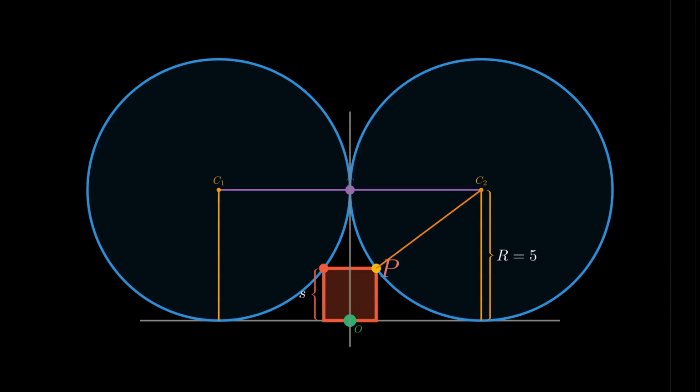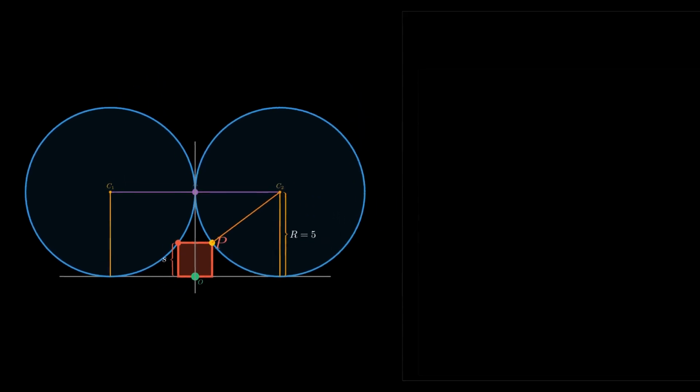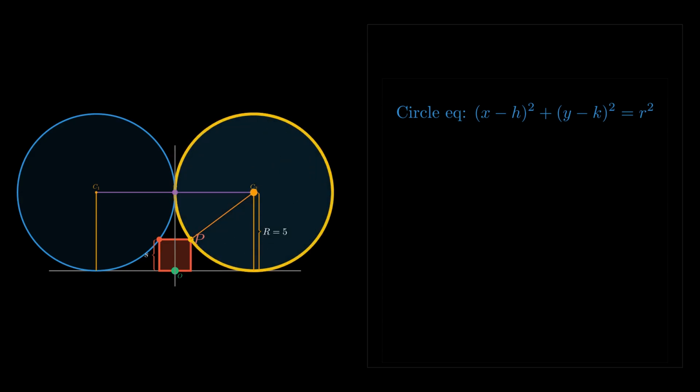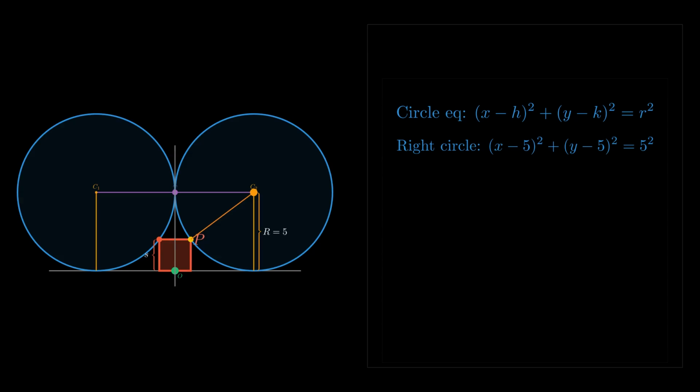This vertex lies on the circumference of the right circle. This critical constraint forms the basis of our equation. Consequently, the distance from this vertex to the circle's center must be equal to the radius, which is 5. The standard equation for a circle is (x − h)² + (y − k)² = r². For the right circle, with its center at (5, 5) and a radius of 5, the equation is (x − 5)² + (y − 5)² = 5².